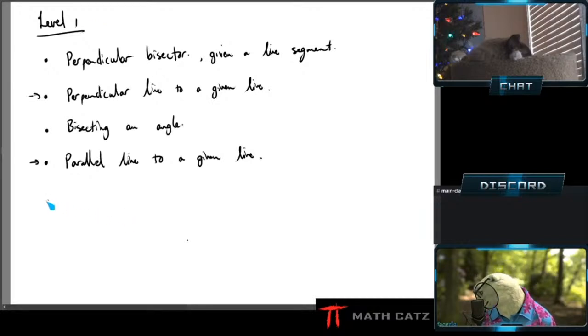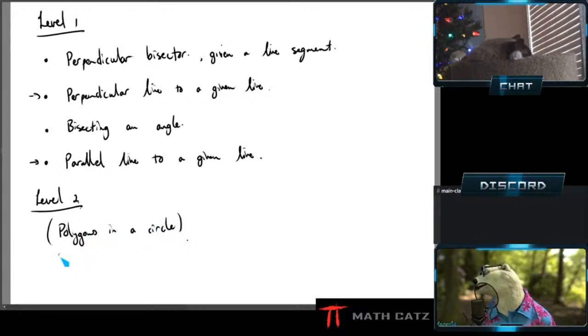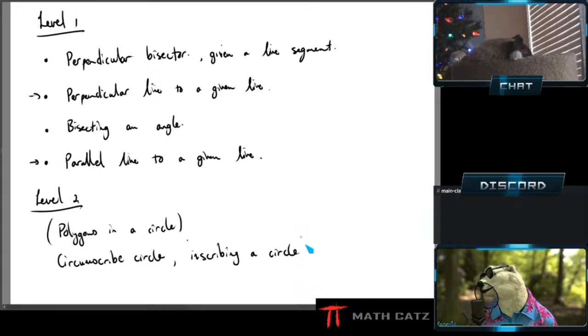So I'll say here level 2. We've done previously polygons in a circle. We've done circumscribing a circle. We've done inscribing a circle. We've done all that. And I'll put that at level 2.